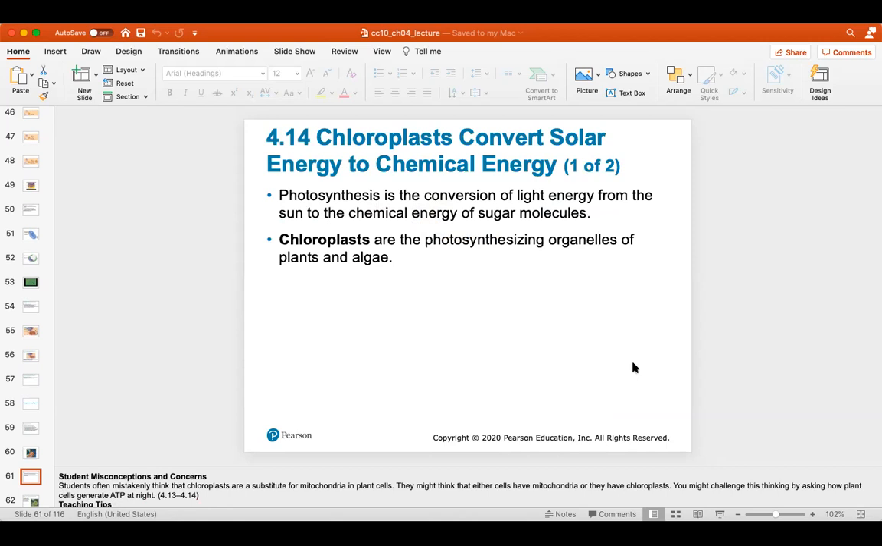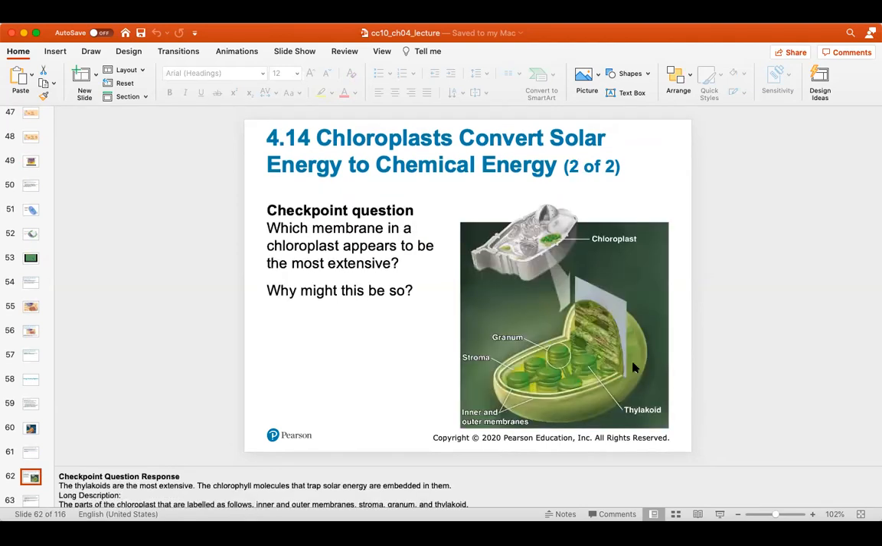So we're going to talk a little bit about plant cells too. So chloroplasts will convert solar energy to chemical energy in a process known as photosynthesis, which is the conversion of light from the sun to the chemical energy of sugar molecules. So plants are able to take in carbon dioxide and water and create glucose. Chloroplasts are the photosynthesizing organelles of plants and algae. And this is a look at a chloroplast within a plant cell.